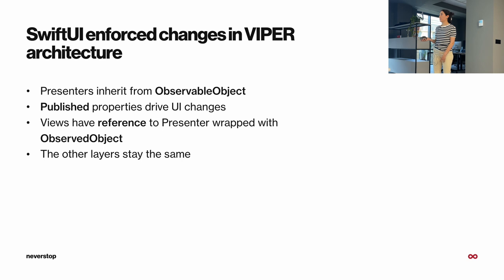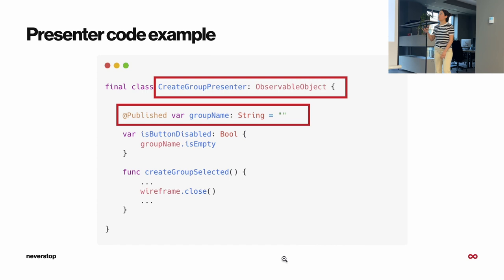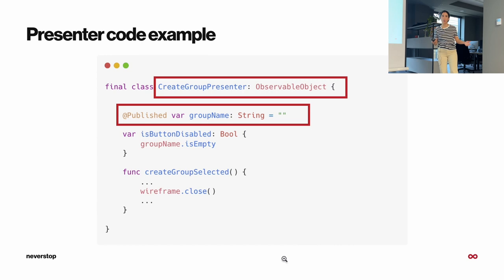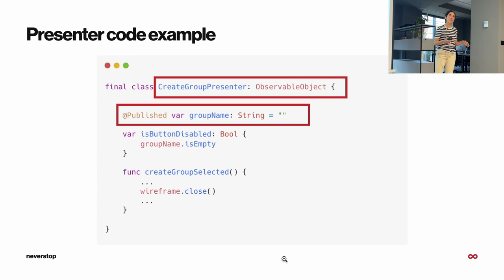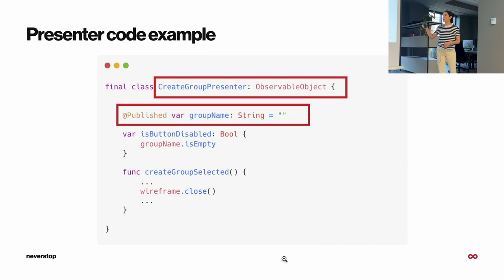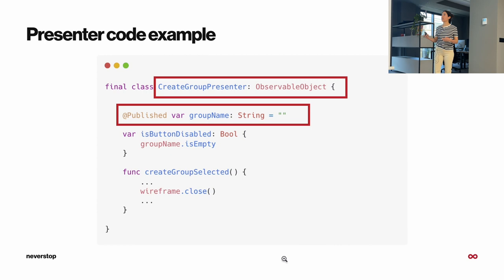Here we can see an example of the presenter. As said before, it conforms to observable object. In this example, we have a single published property, which is of type string. This means that whenever this property gets changed, the UI will also change to match it. What's interesting here is that we have a computed property, is button disabled. Even though this property depends on the published property, it's not driving the UI. It just depends on it.